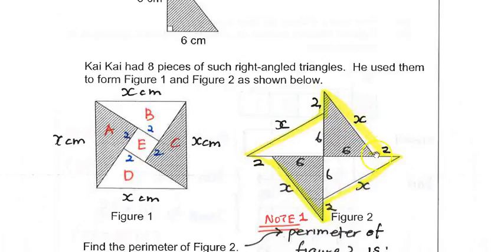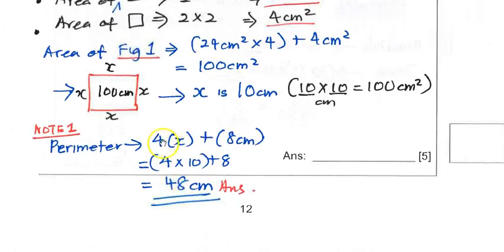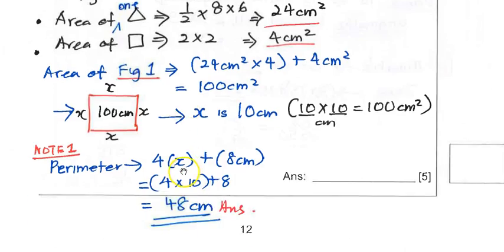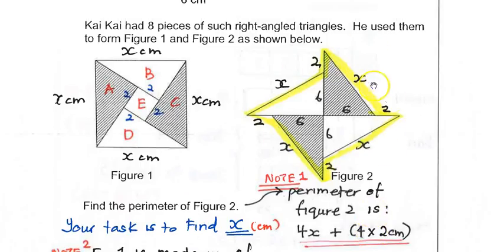So to find the perimeter, we can say 10 plus 2 plus 10 plus 2 plus 10 plus 2 plus 10 plus 2. So we have it. To find perimeter, there are 4 x's, means 4 tens, and the 4 twos. You can see 4x means, okay, 4 times 10 and 4 twos, right? 4x, 4 times 10, 4 twos is 8, so it's 48 cm. The perimeter of figure 2 is 48 cm, where the yellow lines are.